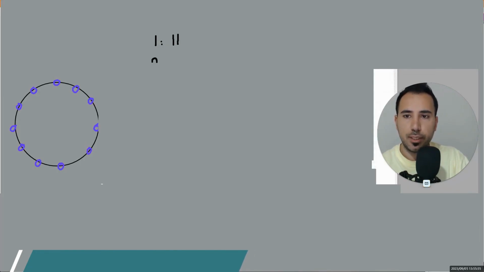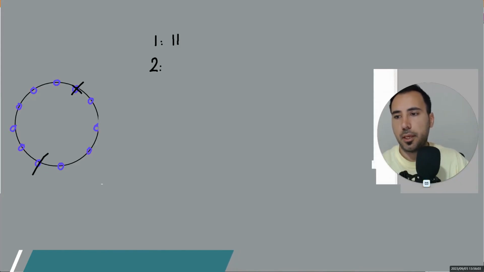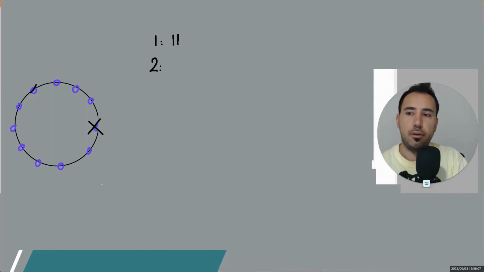So now, what if we have 2 black dots? I could pick this one and this one, or this one and this one. It's like the previous thing I said. We have 11 letters, and you want to pick 2 letters, maybe A and D. So it will be the combination of 11 and 2.